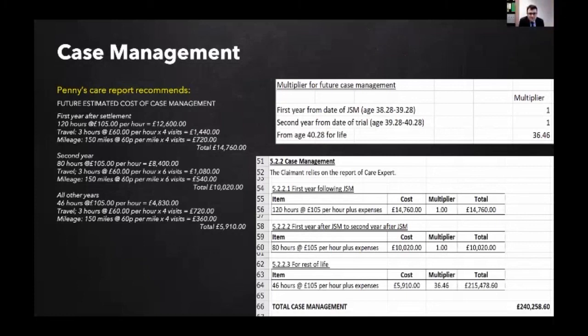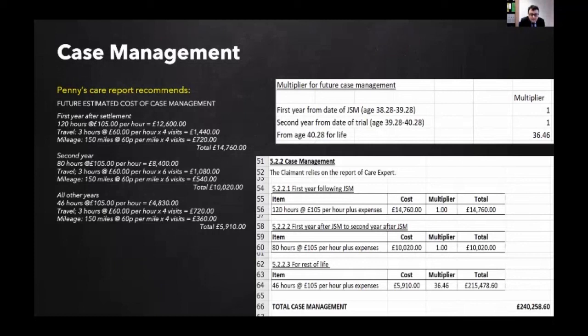Well, once again, a good care expert will do the job for you. So you can see here in the left-hand column, and these figures are all taken from a typical care report, you've got the recommendations of the care experts in respect of case management. This is entirely typical, where you have a lot of case management at the very start. That's often when you're settling a claimant into their new home and getting the care regime in place.